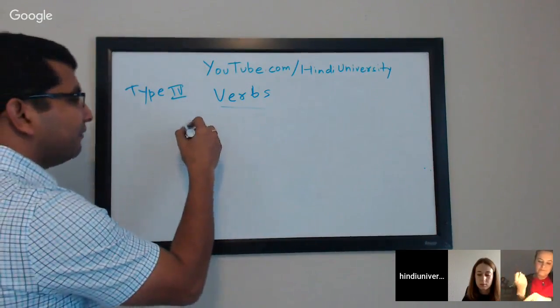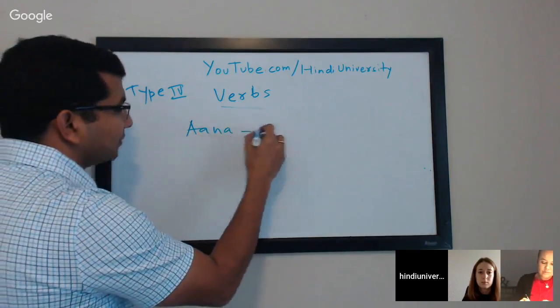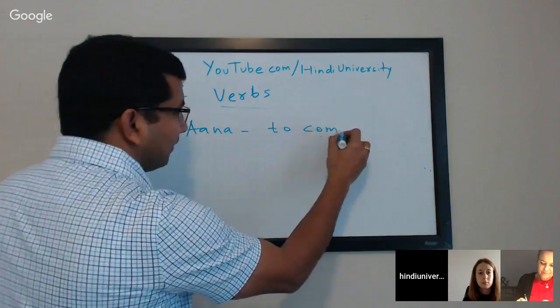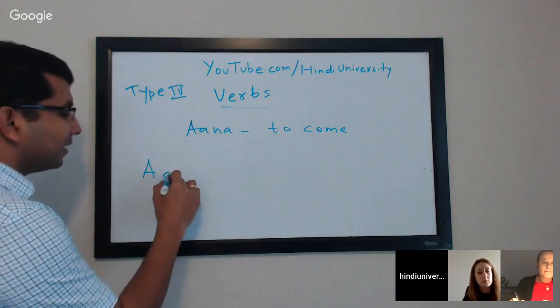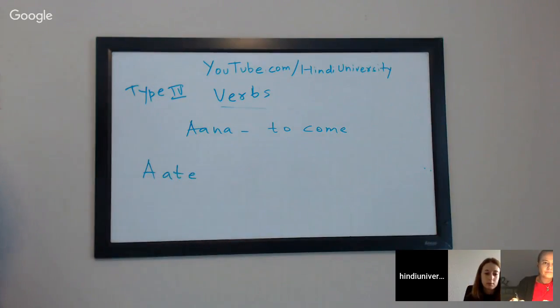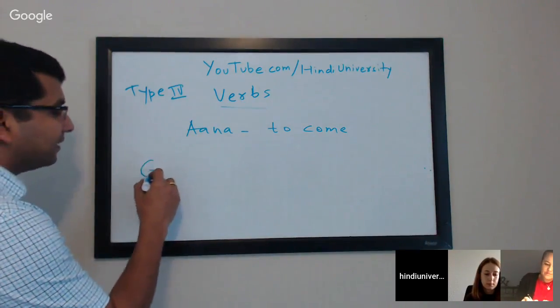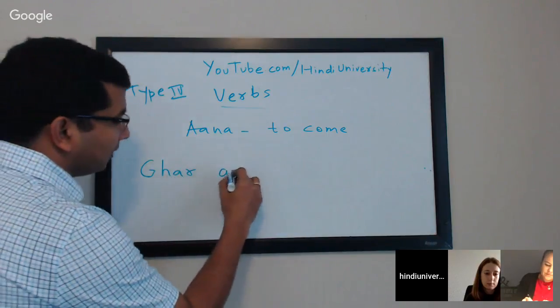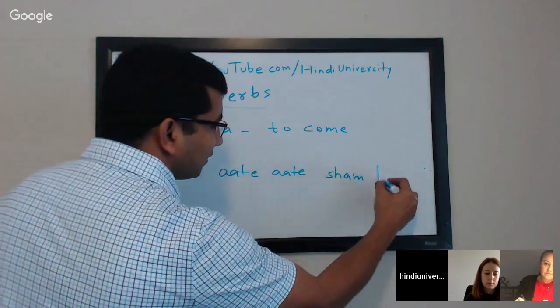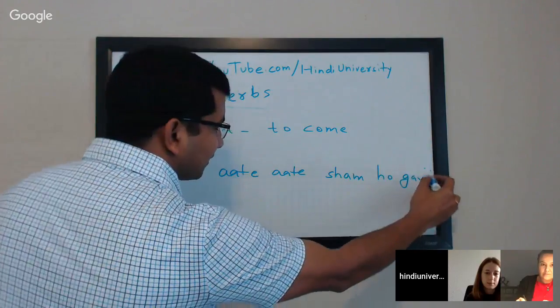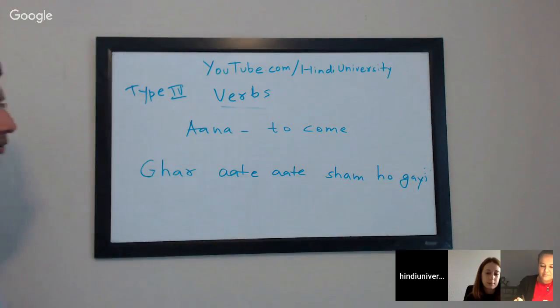Okay, the next one I have is आना. आना is to come. Okay, मैं घर आता हूँ, that means I come to the house. मैं ऑफिस आता हूँ means I arrive at or I come to the office. Okay, let's say you want to say आते आते, and घर आते आते शाम हो गई. घर आते आते शाम हो गई.